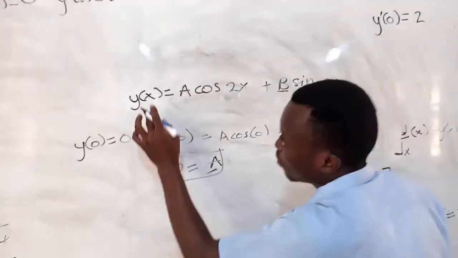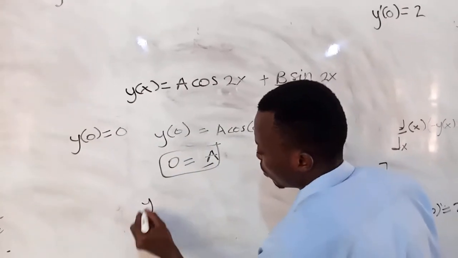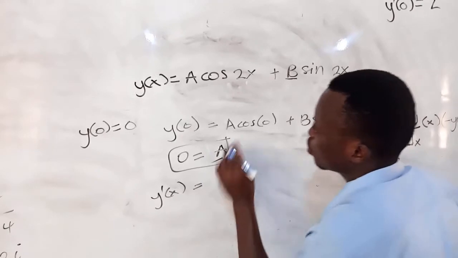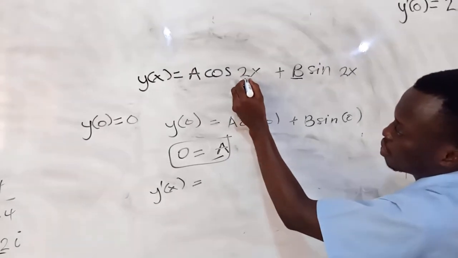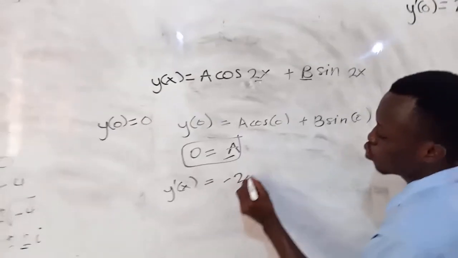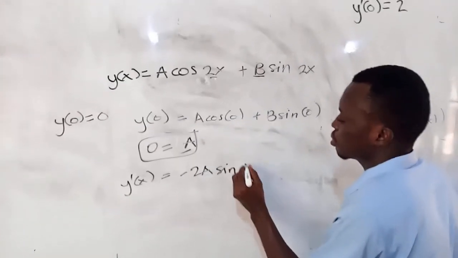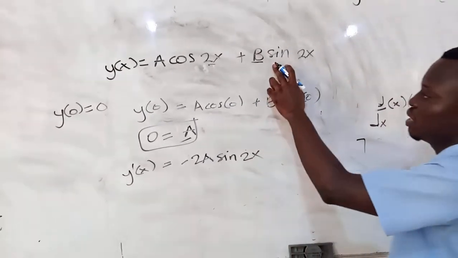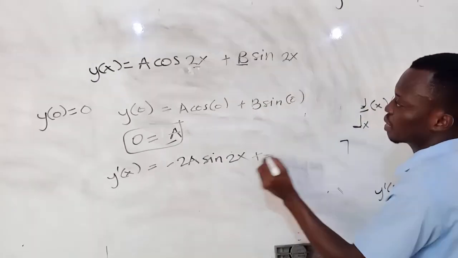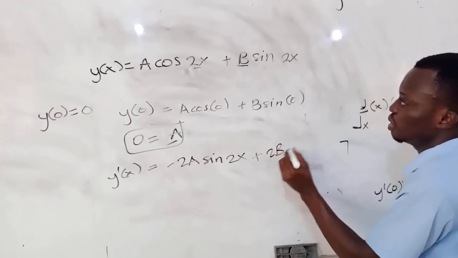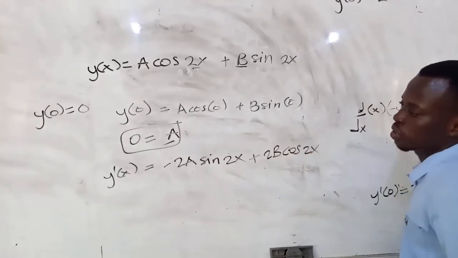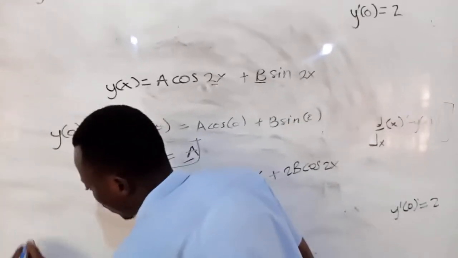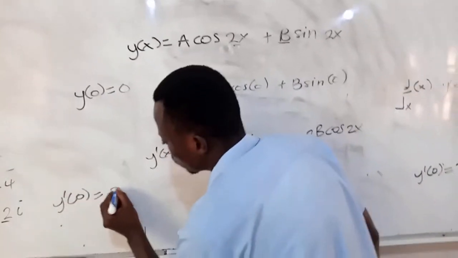Now for our next term, we need to differentiate this function, y'(s). If we differentiate cos, we're going to get minus sine, and if we differentiate 2s, we're going to get 2. So we get minus 2a sin 2s. If we differentiate the sine, we're going to get cos, plus 2b cos 2s. Now we know that y'(0) is equal to 2.